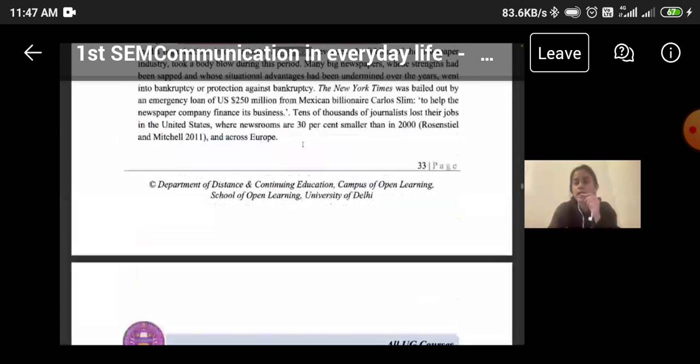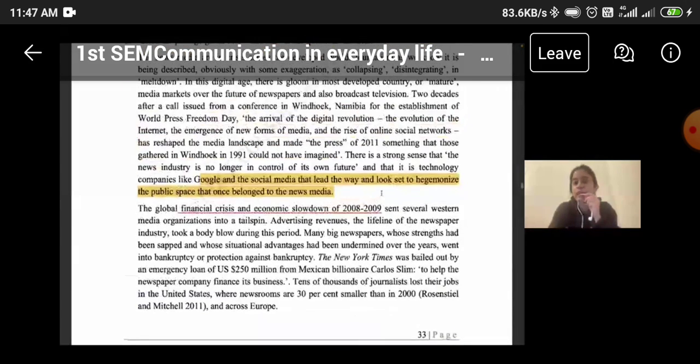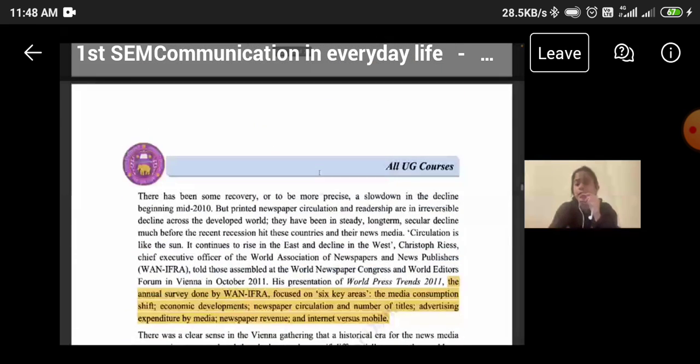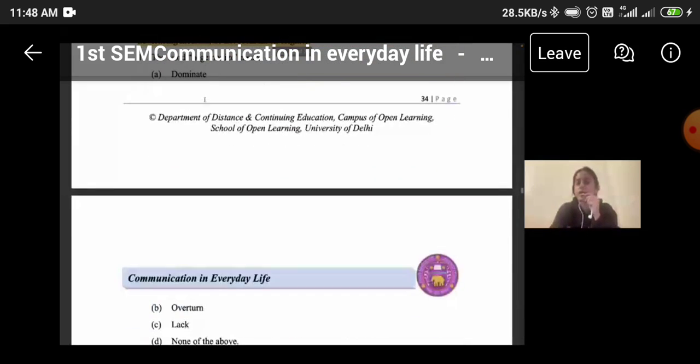We came across the word hegemonize in our first paragraph, when it was pointed out that the news industry is no longer in control of its future. Why? Because it is the technology companies like Google and social media that lead the way and look set to hegemonize the public space. So what would the term hegemonize mean? Hegemonize in this context would mean dominate.